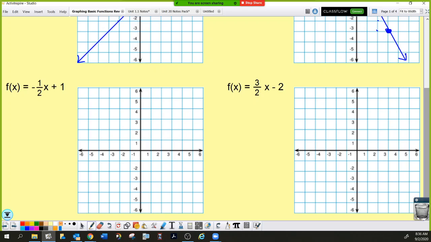So how about ones whose slopes are actual fractions? It doesn't change the pattern. The number at the end is going to be your y-intercept. So this one crosses our y-axis at +1. Now our slope this time is an actual fraction, but it says -1/2.